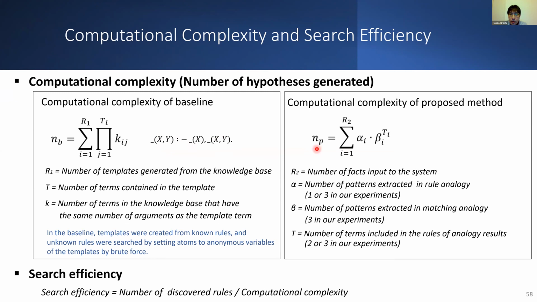This is a formula for calculating computational complexity of our proposed method. The computational complexity of the proposed method is the number of hypotheses generated by the analogy engine of our proposed system. And this is a formula for search efficiency. Search efficiency is the number of discovered rules divided by the computational complexity.